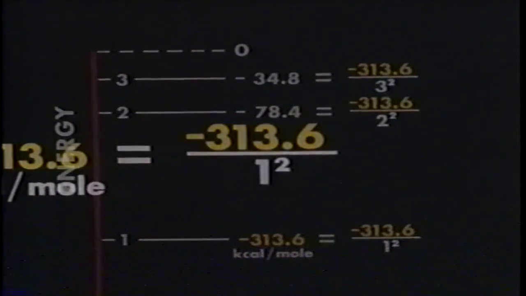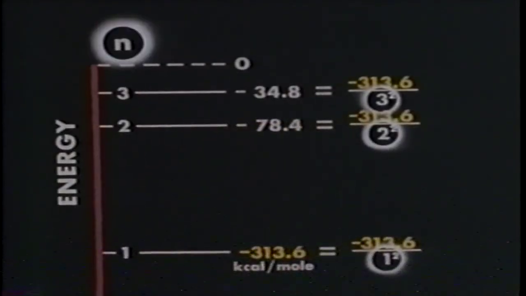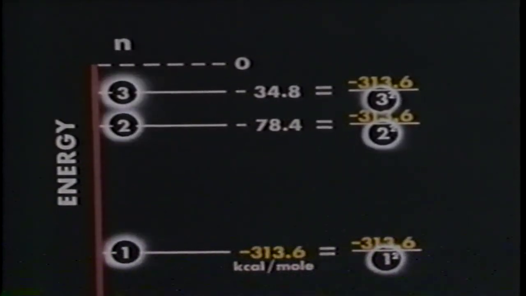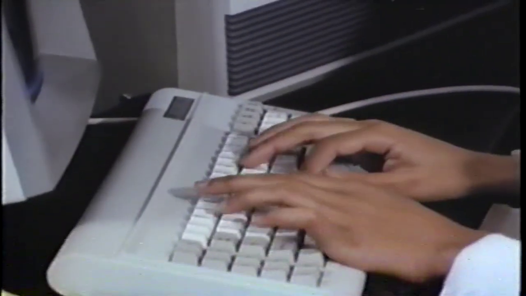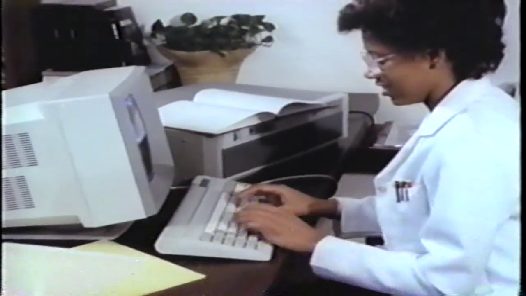We can characterize each energy level by this integer in the denominator. The integers are possible values of the principal quantum number, n, and we can use the integers to label the energy level. Now let's use quantum mechanics to plot the orbital of the second energy level, the 2s orbital.